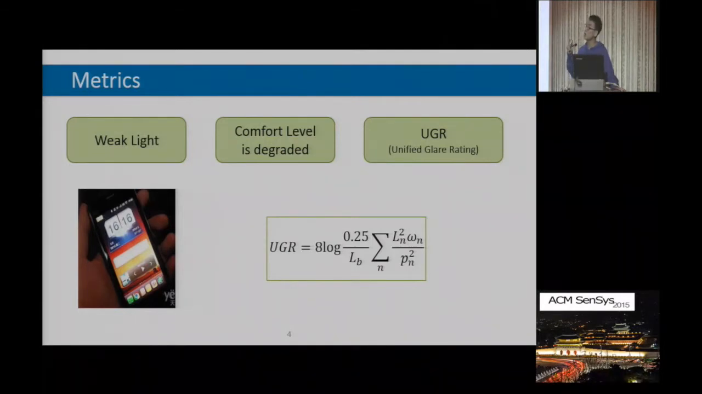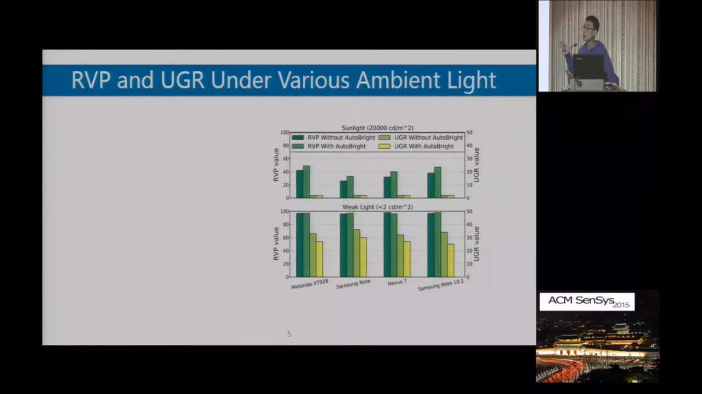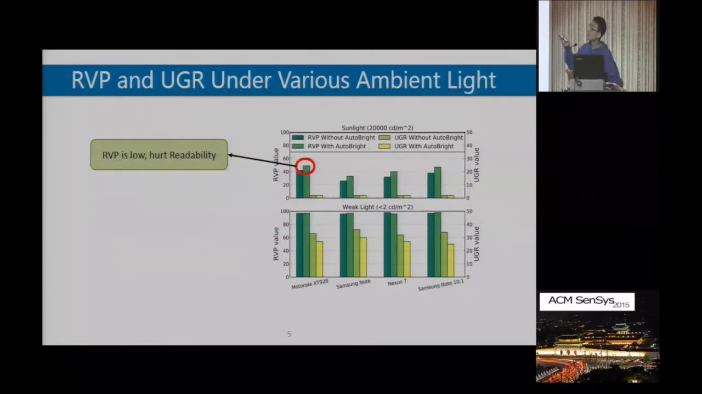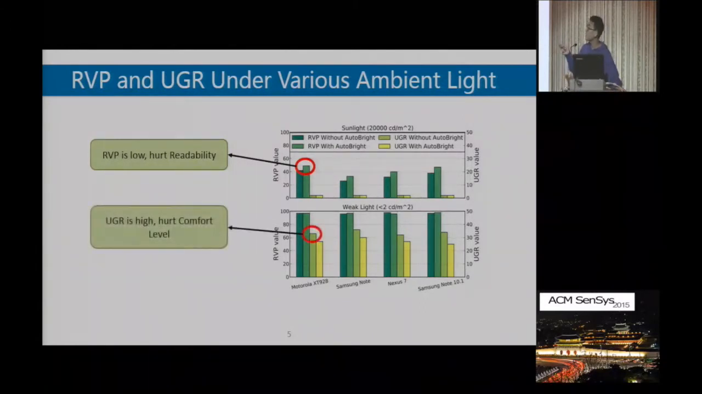So let's see how these two metrics help in our experiment. We conducted a survey. We recruited 206 volunteers to help us see the exact RVP value and UGR value under different lighting conditions. The upper half is under sunlight. The lower half is under weak light. As the chart shows, the average RVP value is lower than 80%, which hurts readability. And the UGR value is over 25, which will hurt the comfort level.